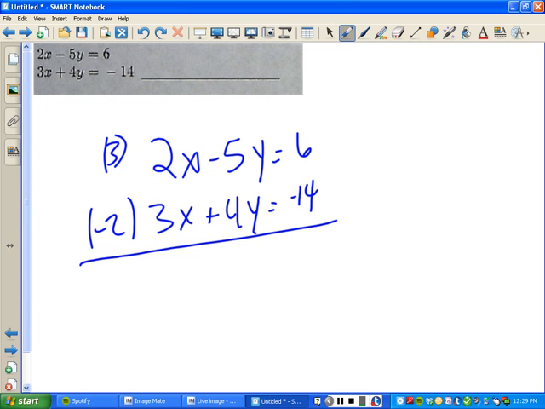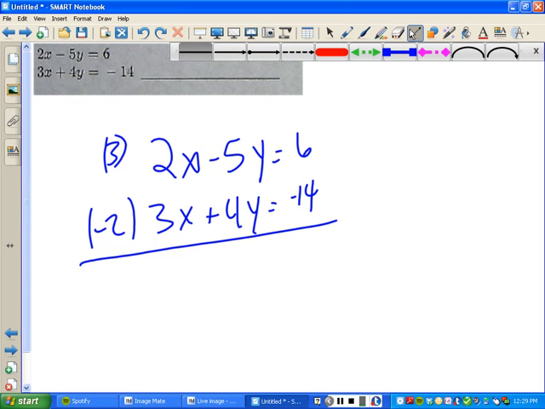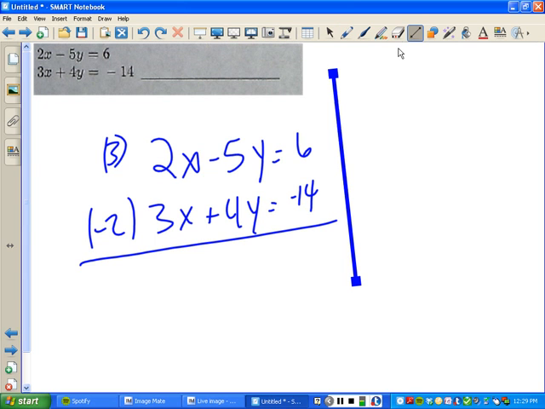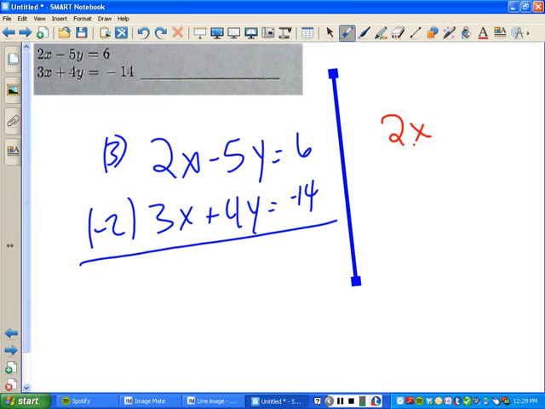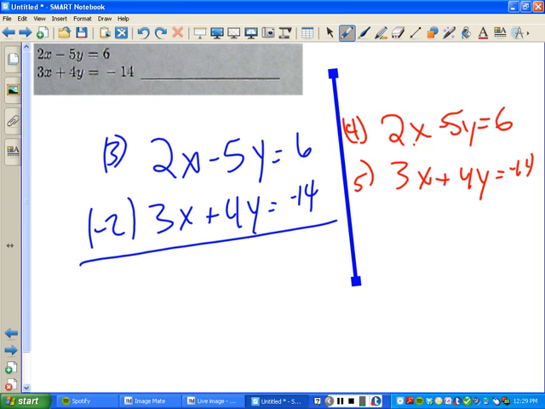I want to contrast that. I'm going to draw a line here. I want to contrast that with this. 2x minus 5y equals 6. 3x plus 4y equals negative 14. And I want to multiply the top by 4 and the bottom by 5. Now, do I have to make one of those negative?